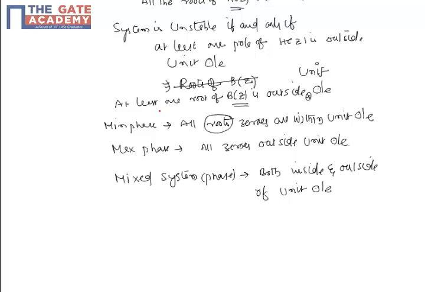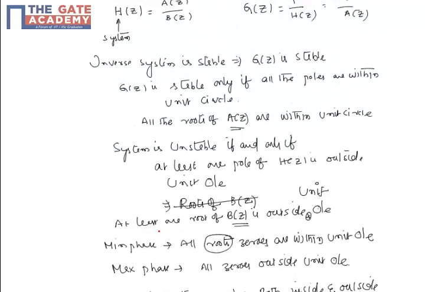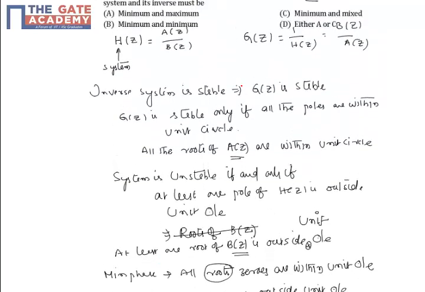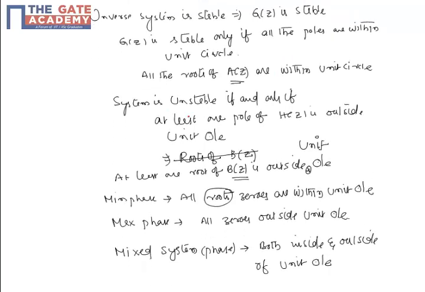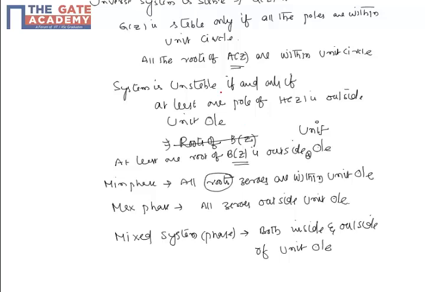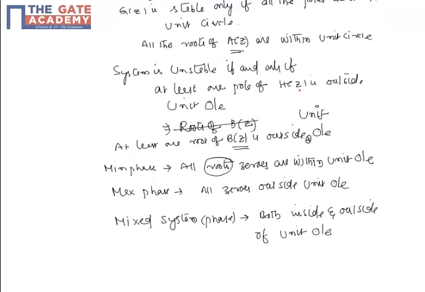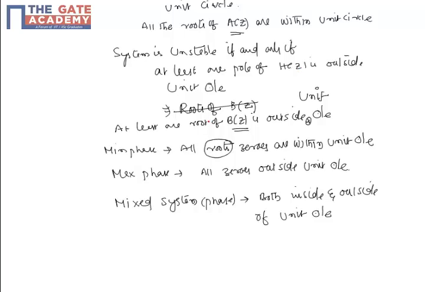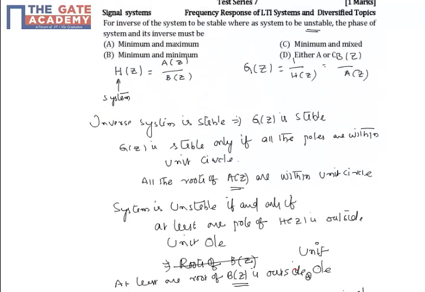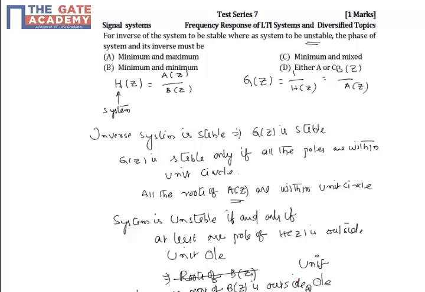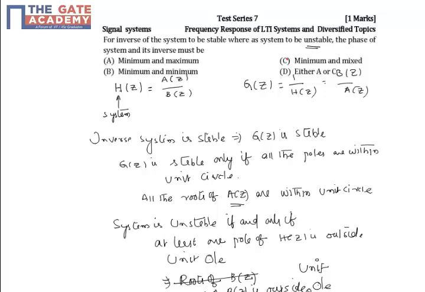What about the inverse system? For the inverse system, zeros are the roots of B of z. But we have seen that at least one root of B of z is outside the circle. So that means not all the roots are inside the unit circle. Some of them are outside, some of them are inside. So that means the inverse of the system is mixed phase. So we see here the system is minimum phase and the inverse is mixed phase. So option C is the correct answer.